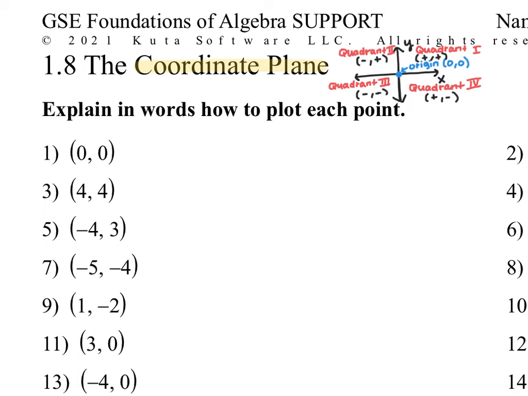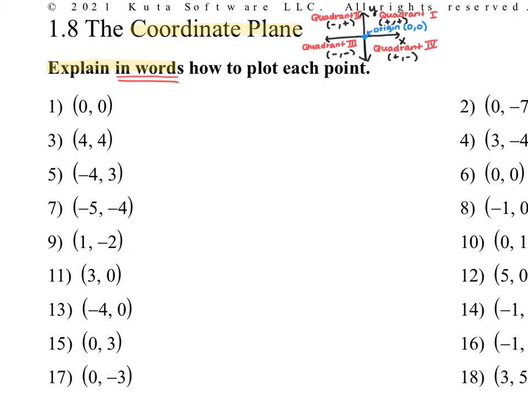Our first section in our notes wants us to be able to explain in words how to plot each point. To do this, we have to understand what an ordered pair is. It is a pair of x and y values. And to explain in words how to plot them, we look at which direction we need to go for the x value and the y value in order to plot it.